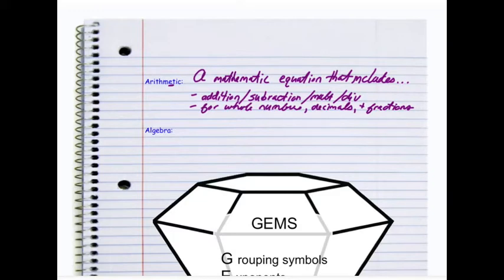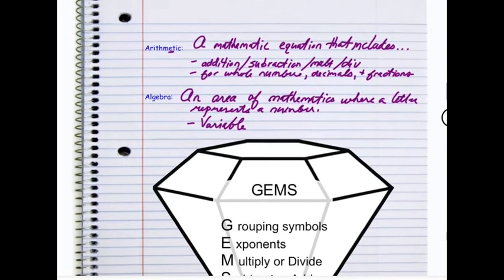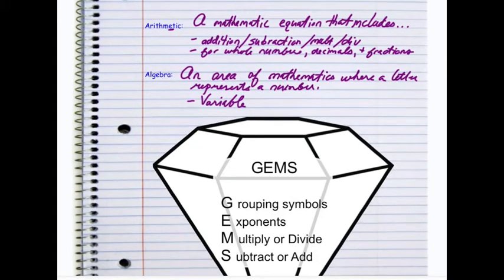Algebra equations, on the other hand, are an area of mathematics which has letters expressing numbers. So an algebraic equation is any time you see a variable. Anytime there's a variable in your equation, it's going to be an algebraic one. And again, it also has the addition, subtraction, multiplication, division, whole numbers, decimals, fractions. You'll probably also see some grouping symbols like parentheses or even some exponents. So all those things come into play for algebraic equations. So really the big difference here, algebra has variables, arithmetic does not.